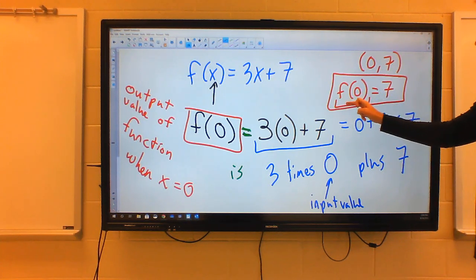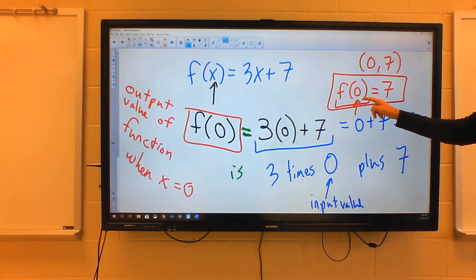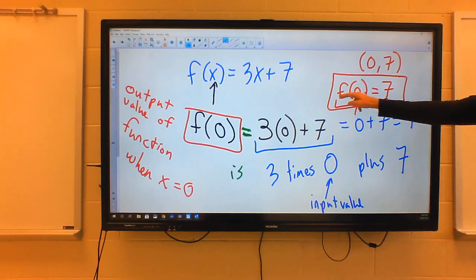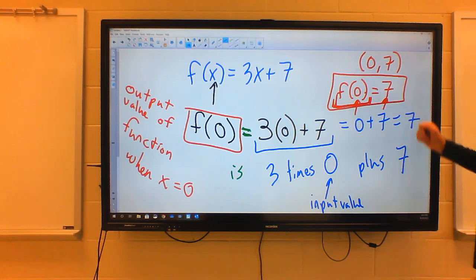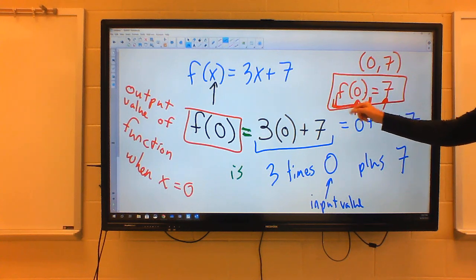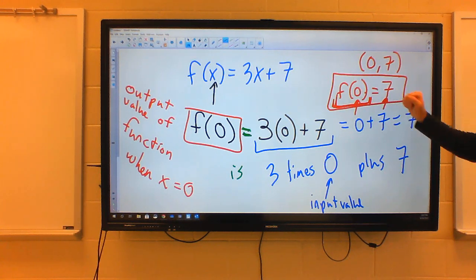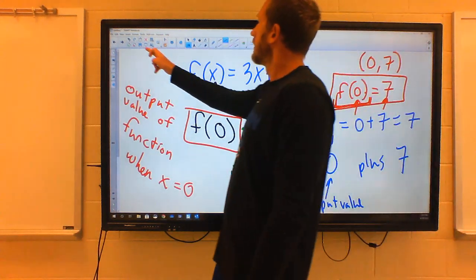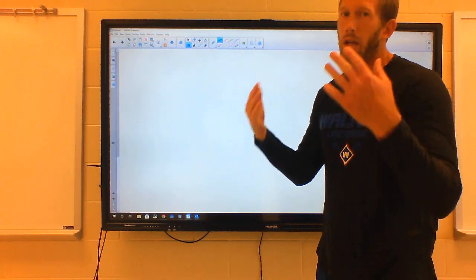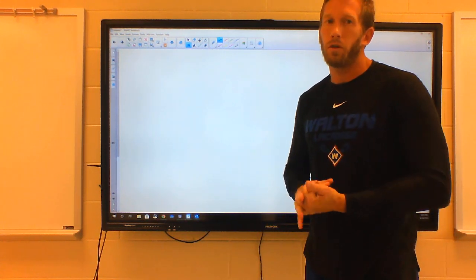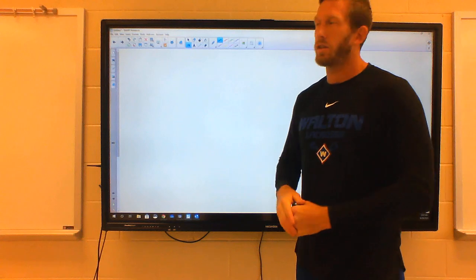Another way of saying that: if x is 0, y is 7. Because this represents y. All of that f of x represents y. So a function is the output: when the input is 0, the output is 7. 0, 7. Okay? I'm not going to create an Ed Puzzle off of this. I'm just going to have you guys pause the YouTube video and solve stuff in it.